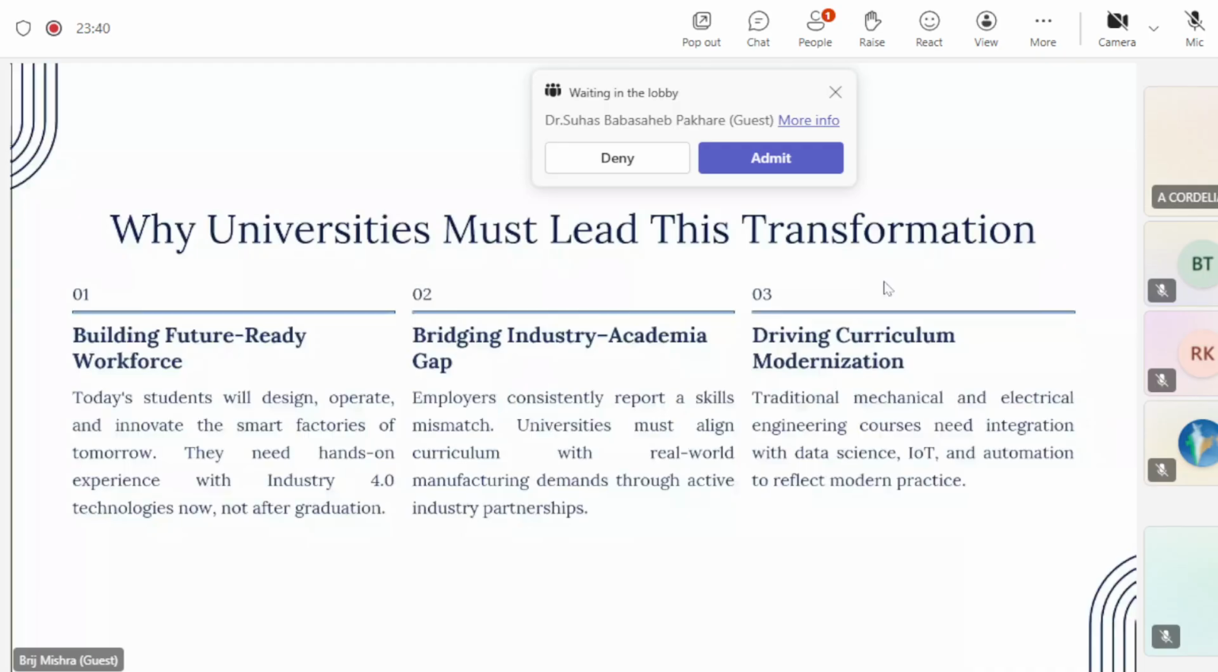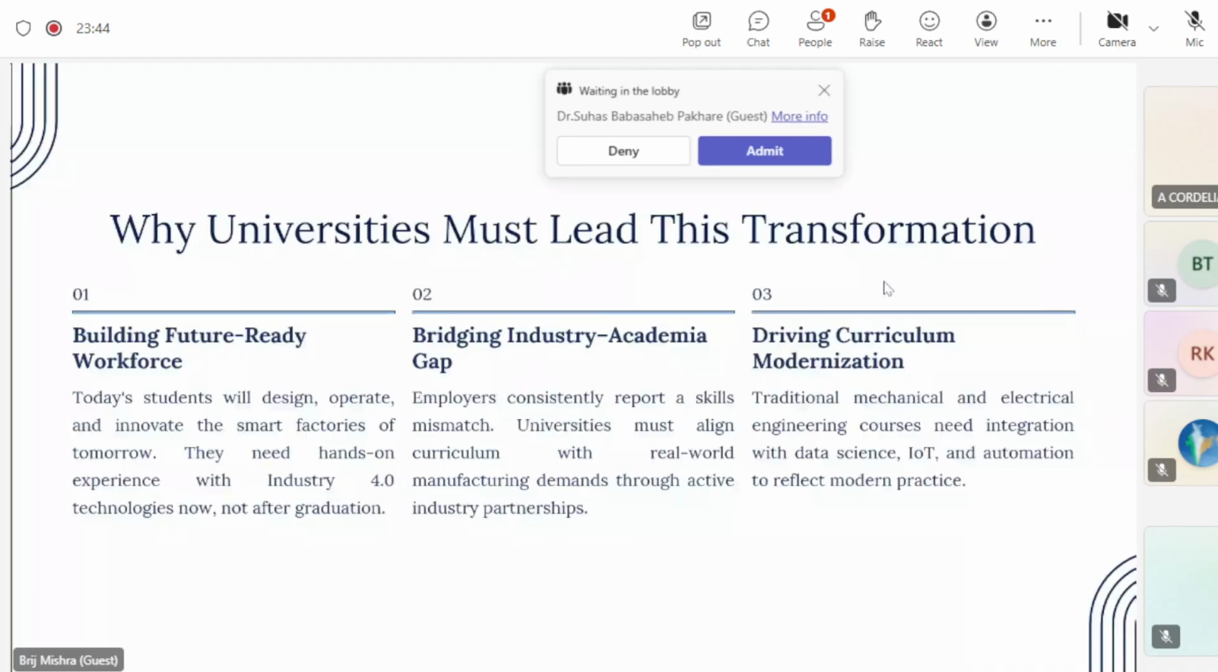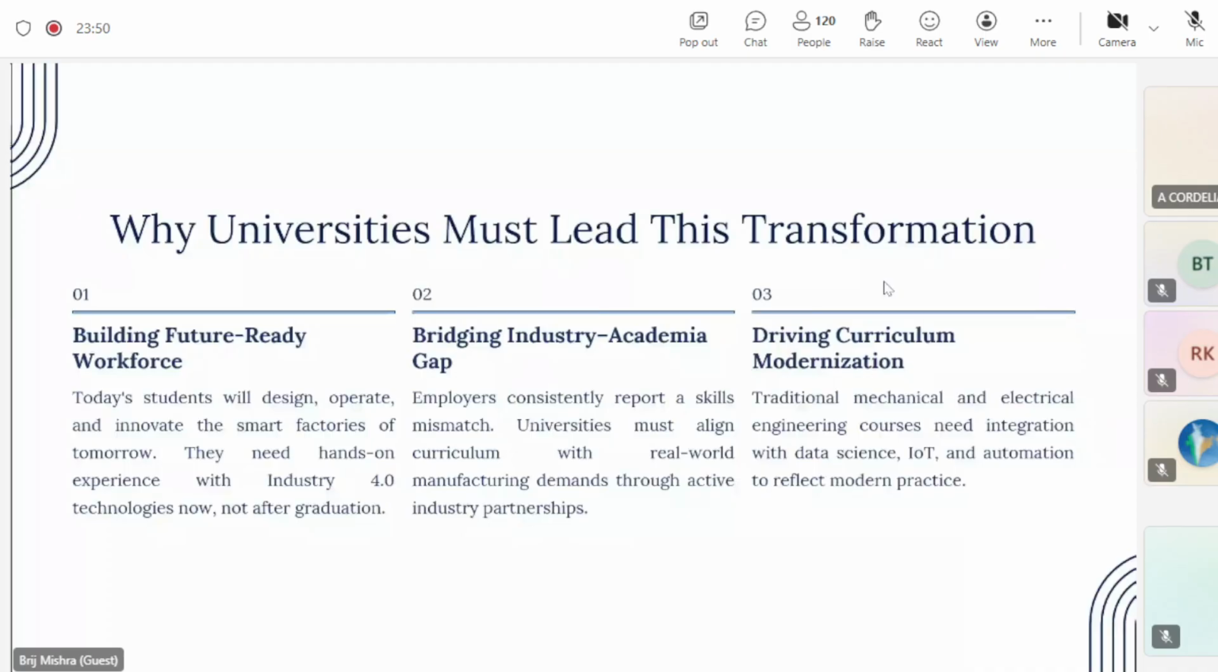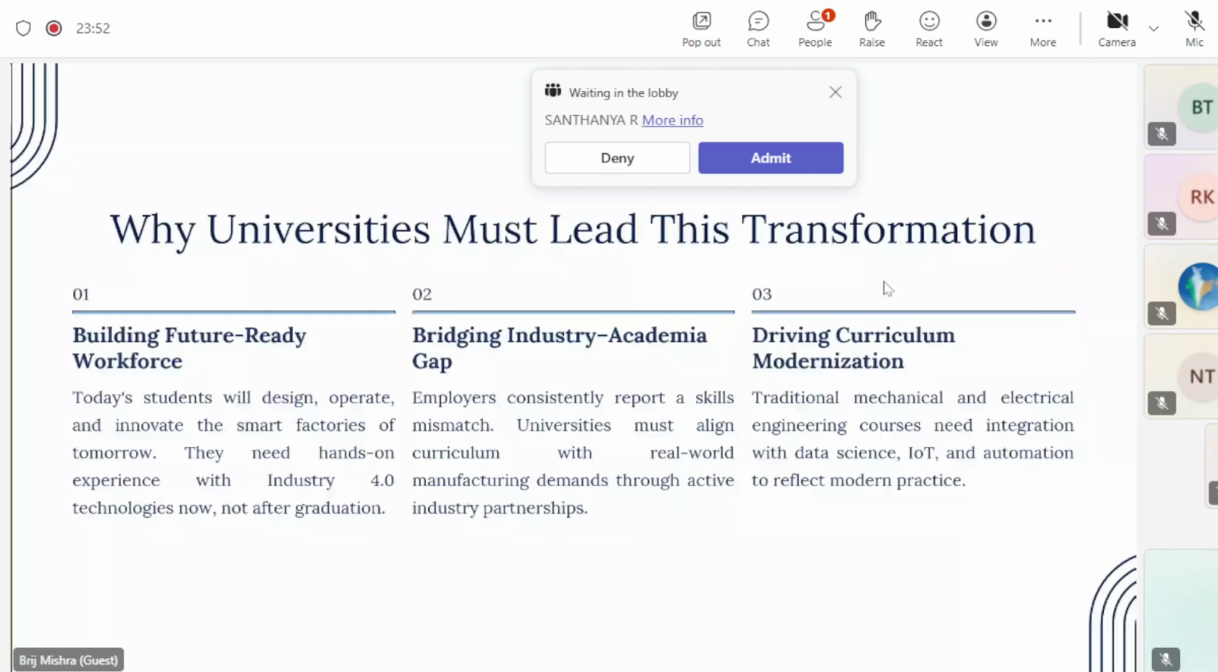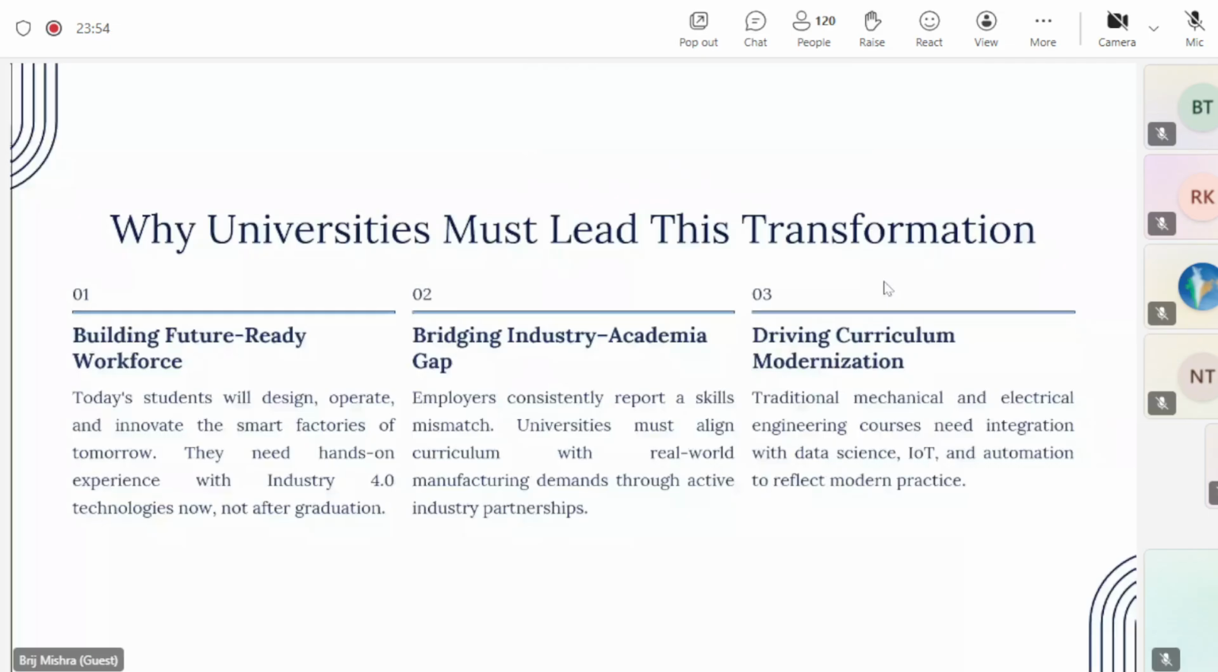Three reasons why universities must lead this transformation. The first reason is building a future-ready workforce. That is our core responsibility. Because if students are spending more than 15, 16 years in school, they should actually be future ready.